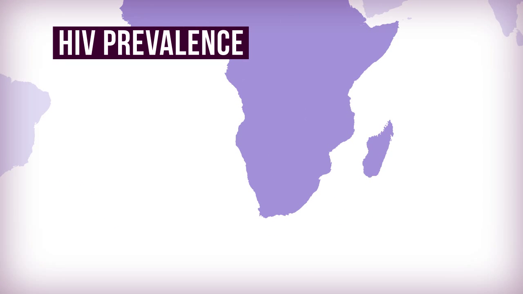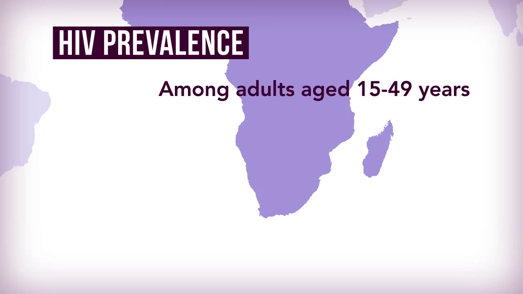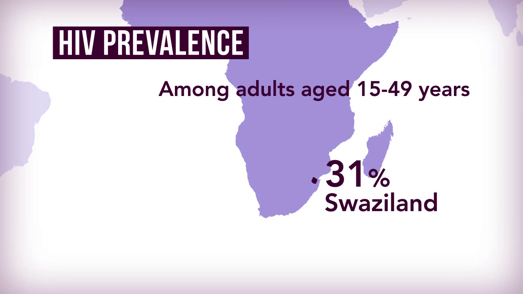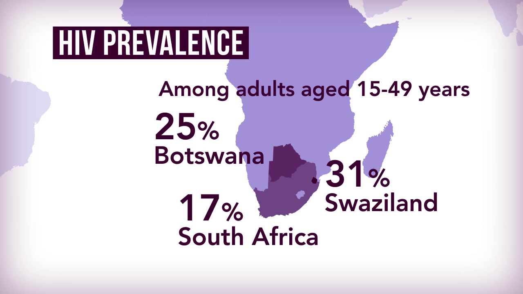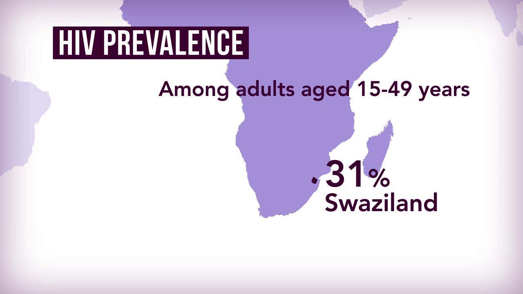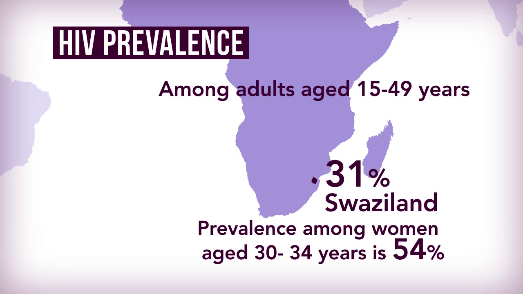Note a particularly high prevalence in Southern Africa, where HIV infection has become hyperendemic. Among adults aged 15 to 49 years, the prevalence is up to 31% in Swaziland, 25% in Botswana, and 17% in South Africa. Indeed, in Swaziland, the prevalence among women between ages 30 to 34 is an astonishing 54%.